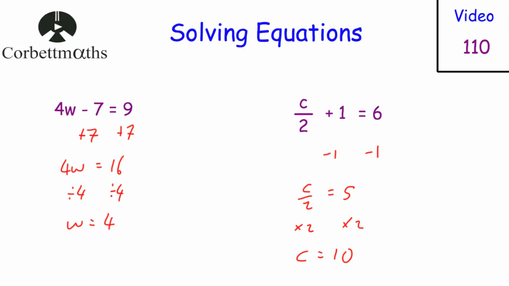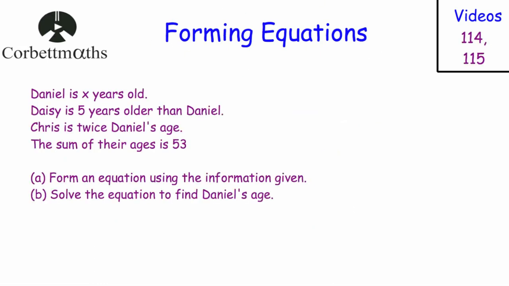Okay, let's have a look at our next topic. So our next topic is forming equations. So here we've got some information, and we're going to form an equation out of it. So we've got Daniel is x years old. Daisy is 5 years older than Daniel, so she's 5 years older than him, so he's x. So to find her age, you would do x plus 5, so we'd write x plus 5, that's Daisy's age.